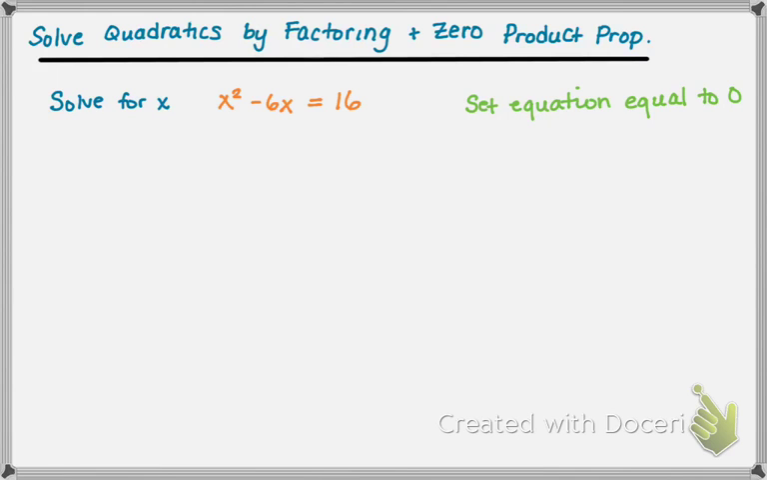So let's move the 16 by subtracting it on both sides. So I have x squared minus 6x minus 16 equals 0. And then the next step, we're going to factor.